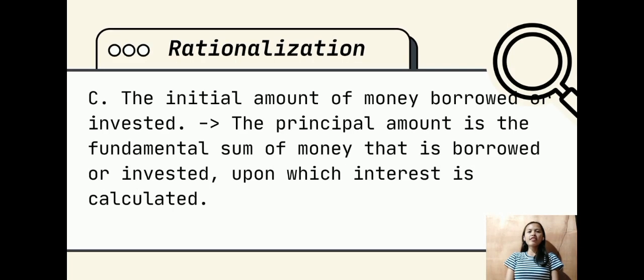The correct answer is letter C, the initial amount of money borrowed or invested. The principal amount is the fundamental sum of money that is borrowed or invested, upon which interest is calculated.